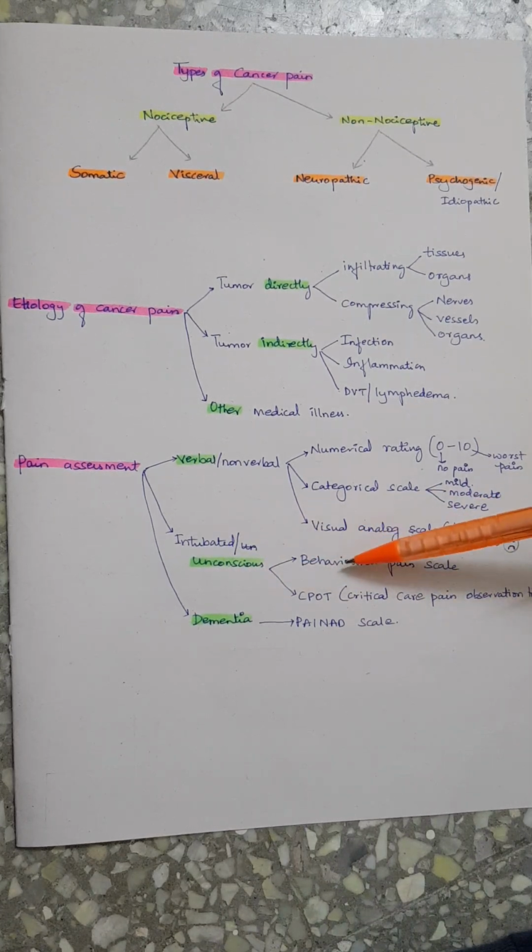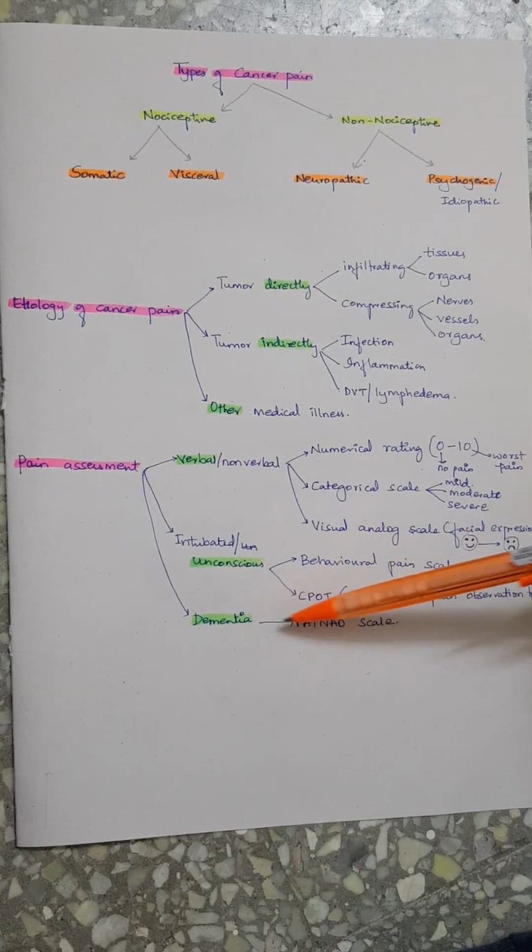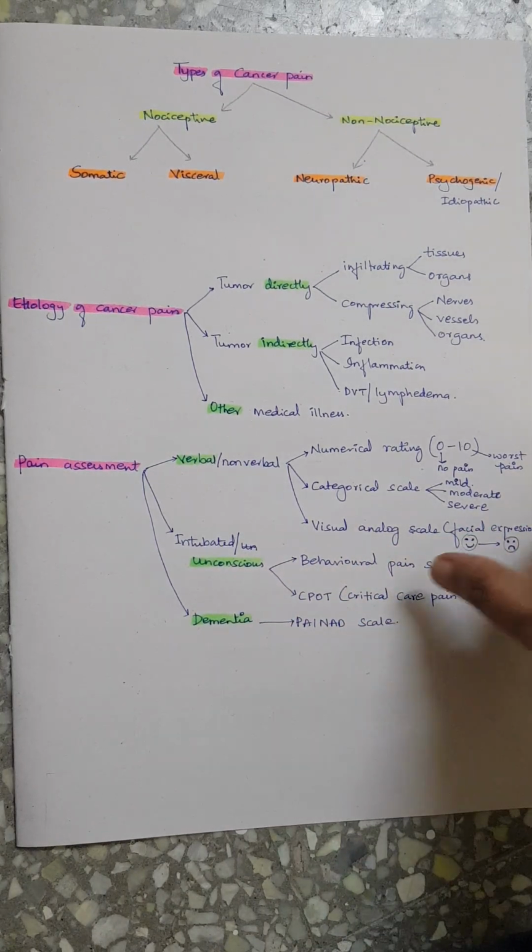For intubated or unconscious patients, we use the Behavioral Pain Scale or the CPOT, the Critical Care Pain Observation Tool. In dementia patients, there is the PAINAD scale.